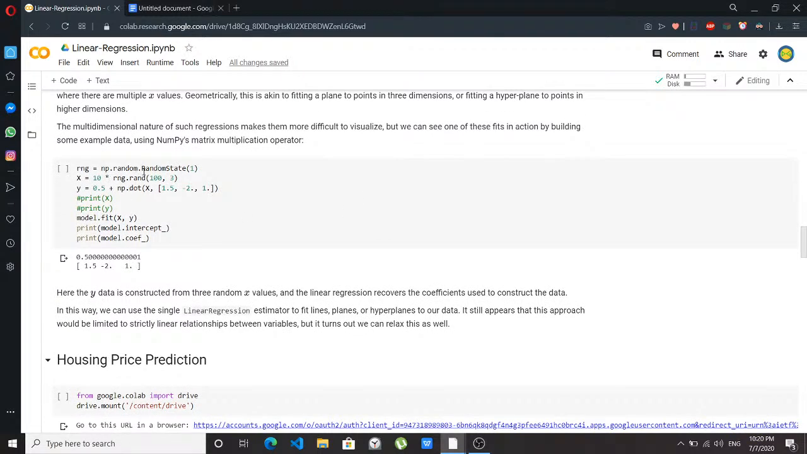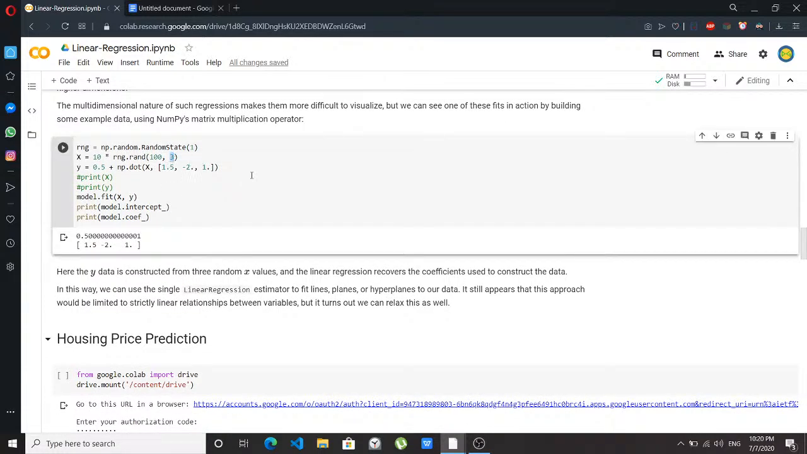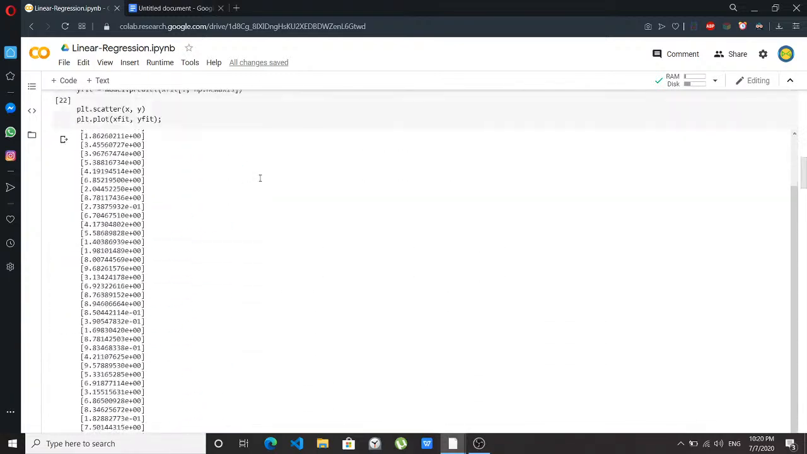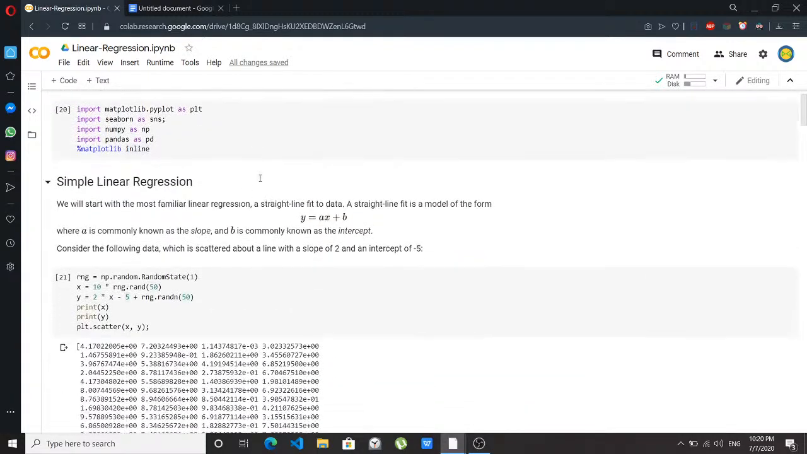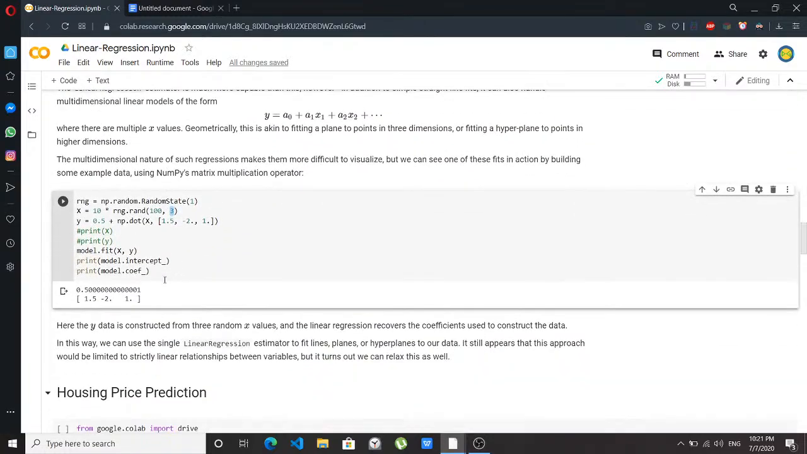So here also I'm producing some random data, but now I have added another value here, 3. As you can see, I didn't put any second value before, because it was set to default 1. That is, I only wanted values in one dimension. But now I am increasing the dimension of x, so I have now 3 values.